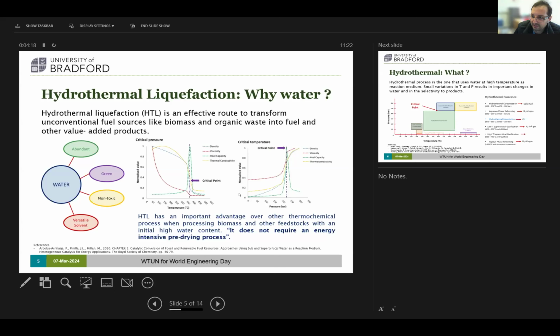Apart from that, water is a fantastic reaction medium that has properties that can change with very minor changes in process conditions. So with small changes in pressure and temperature, we can actually tune the process and make it selective to certain particular products of interest. That is also very important. And finally, water is a green, non-toxic, and in some way abundant reaction medium that we can use, and then treat again to reuse for processing biomass and organic waste.